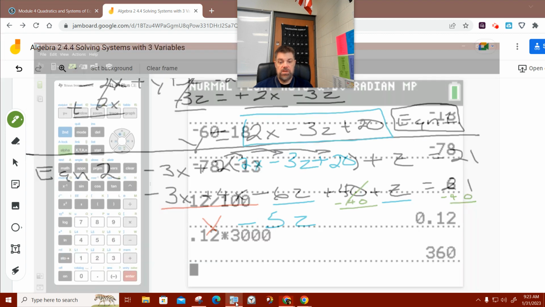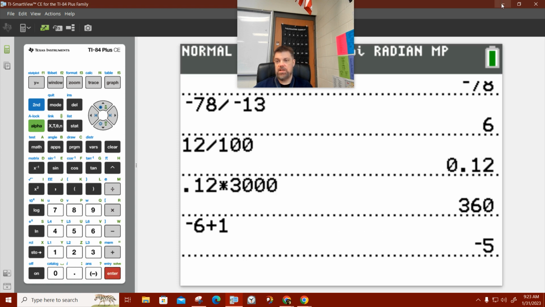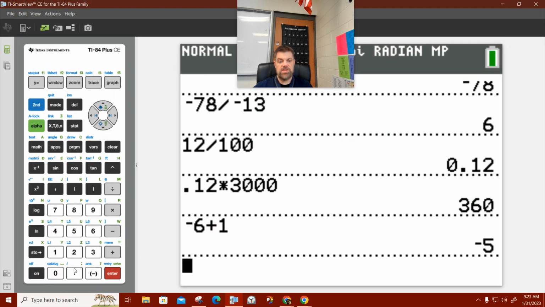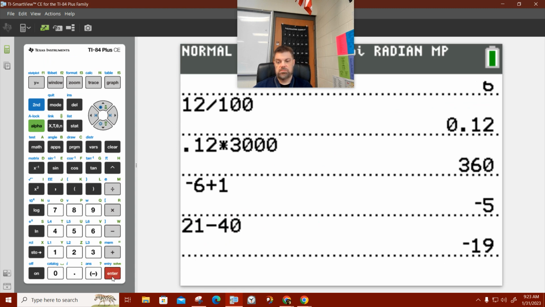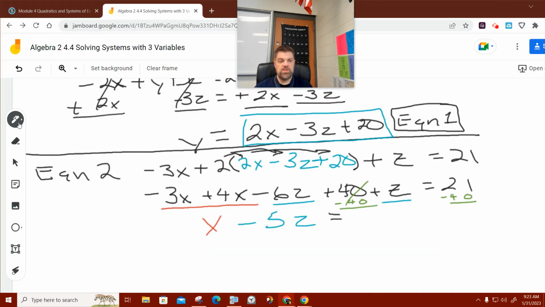So I'm saying negative 6 plus 1z. Right? Okay. Good question. So let's do this too. Maybe I should put it on the calculator so you can see it. What's 21 minus 40? Negative 19. Okay? So over here, this becomes negative 19.